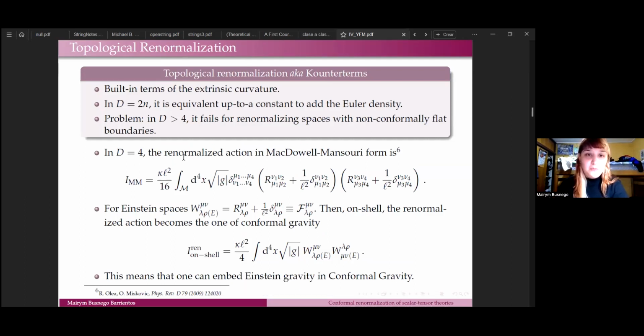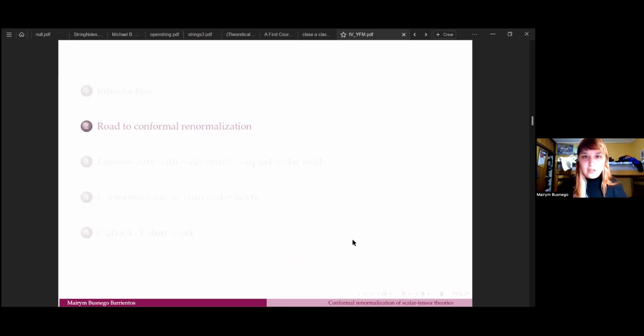So in D equal to 4, the renormalized AdS action will be this, written in the MacDowell-Mansouri form. This is basically the Einstein-AdS plus the Gauss-Bonnet term with a fixed coupling constant, and can be written in this form. And this is useful because for Einstein spacetimes, we can write the Weyl tensor in this form that we can see is the same as in the parentheses. So on shell, the renormalized action becomes the one of conformal gravity. This is only for Einstein spacetime, and this means that we can embed the solution of Einstein gravity in conformal gravity. So that will be for the renormalization method in AdS spacetime.